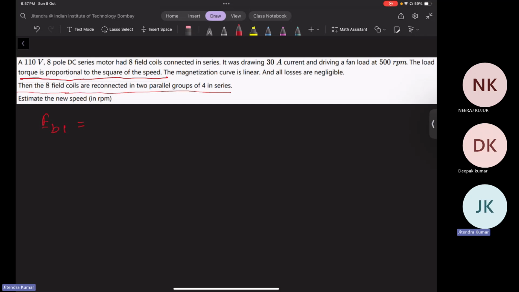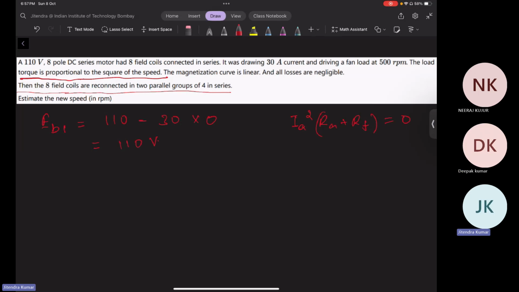And for that, EB1 we can find out: 110 minus 30 amps into RA. What is RA here? Zero, sir. RA is 0. Okay, how? Sir, all losses are negligible. Okay, so all losses are negligible. So IA square RA plus RF will be 0. So it will be 110 volt.